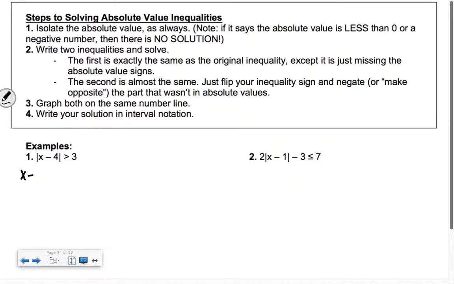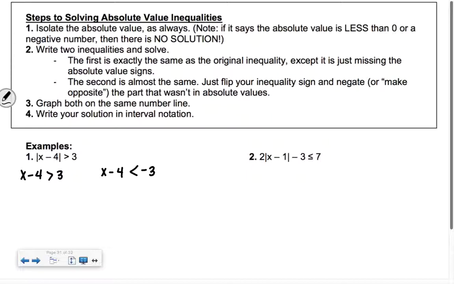So we're going to say x minus 4 is greater than 3, and we're going to say x minus 4 is less than negative 3. Notice how I flip the sign and I make my number negative. Did I change anything with the x minus 4? No, I just dropped the absolute value on each of those. So I had greater than 3 just like before, and I do less than negative 3.